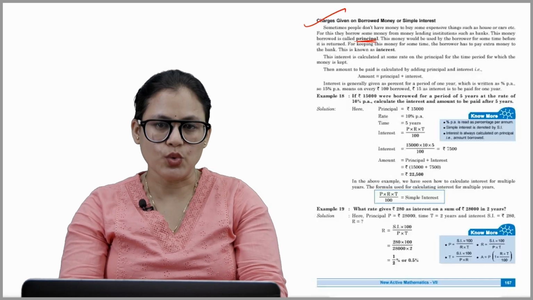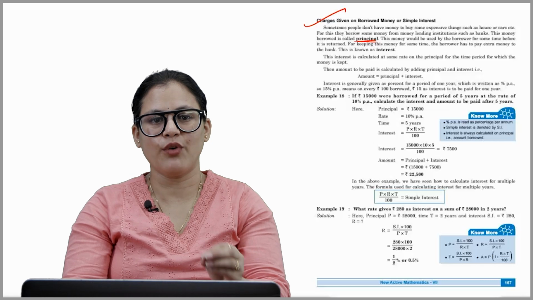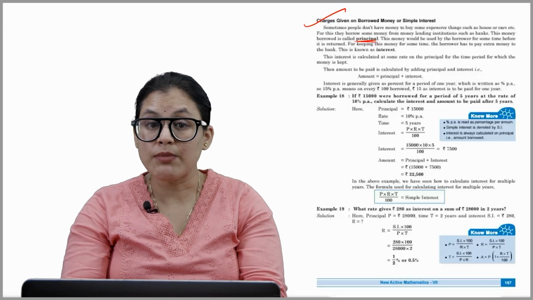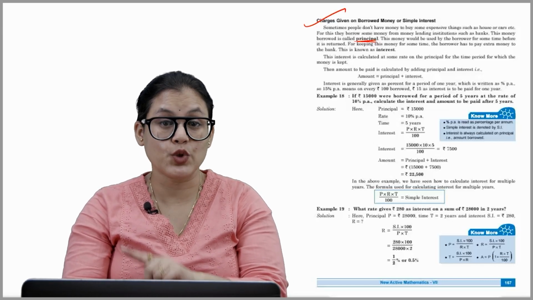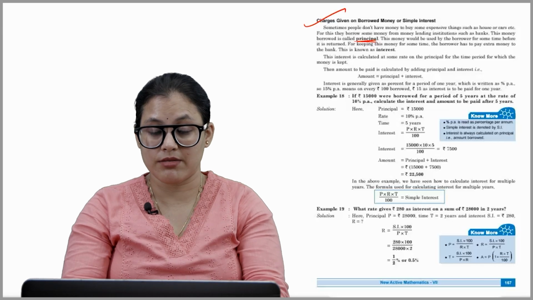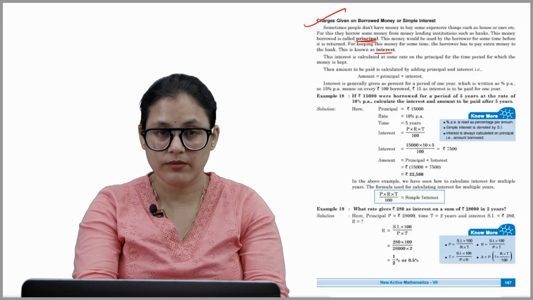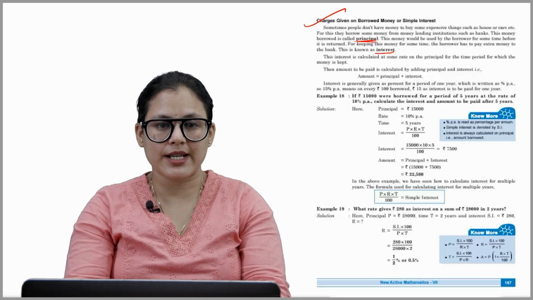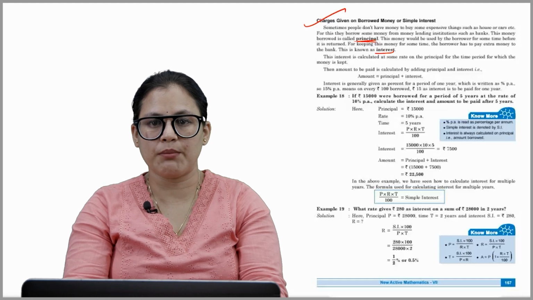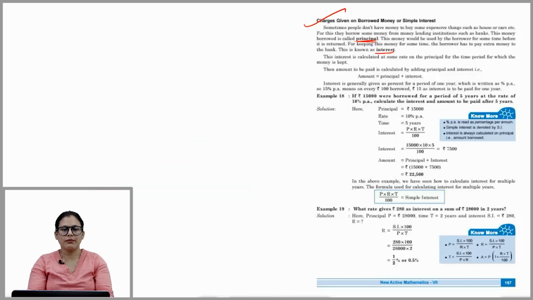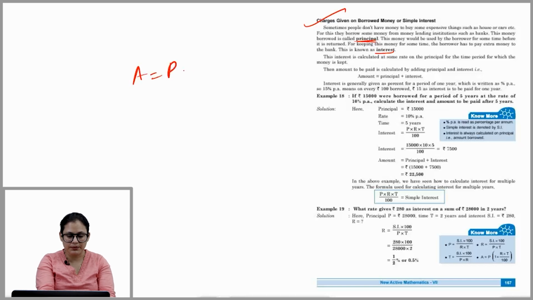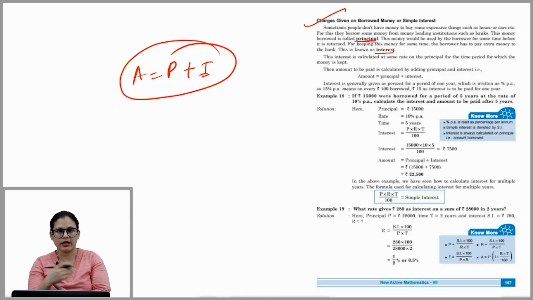This money would be used by the borrower for some time before it is returned. For keeping this money for some time, the borrower has to pay extra money to the bank. This is known as interest. This interest is calculated at some rate on the principal for the time period for which the money is kept. Then amount to be paid is calculated by adding principal and interest. That is, amount is equals to principal plus interest, which the borrower has to pay.